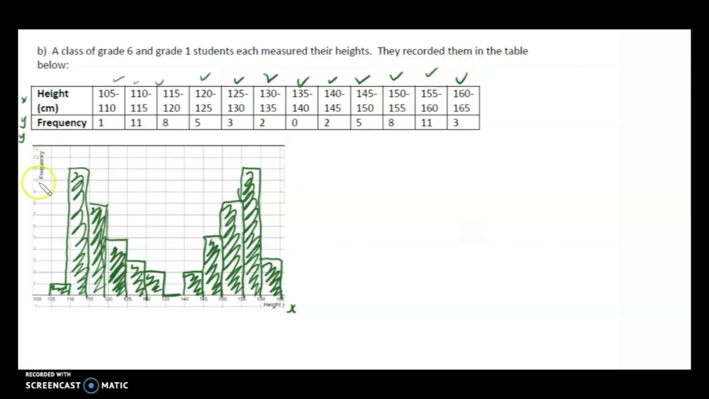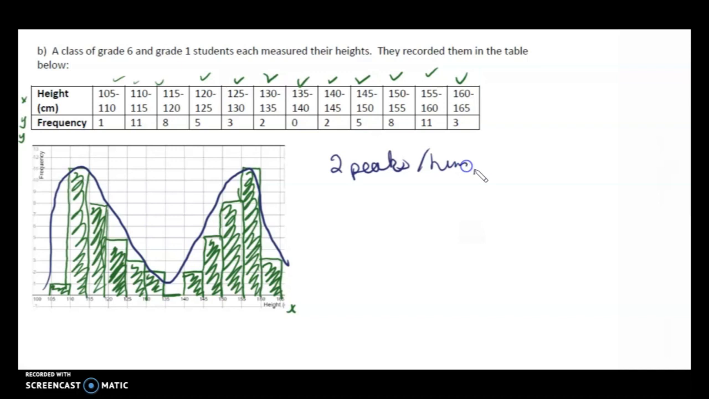Okay, so this is how our graph looks, and if we smooth it out, it would look like this. Okay, so there are clearly 2 peaks here, or 2 humps. So this is bimodal. Okay, again, bimodal is there are 2 different numbers that occur the most often. Okay, likely this would be from the grade 1 heights, and this being from the grade 6 heights.